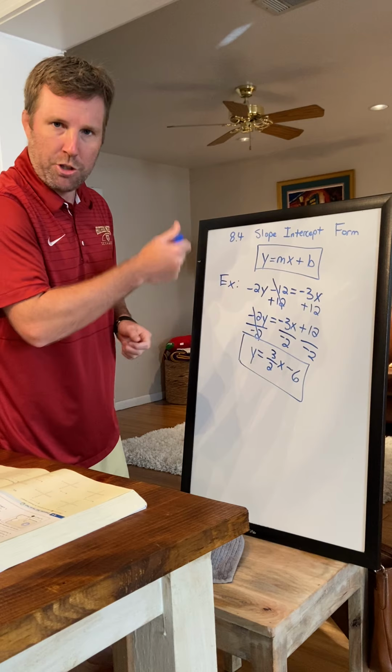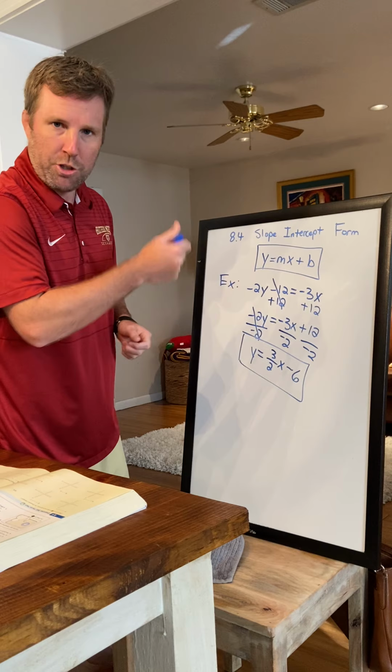This cancels. I get y equals. A negative divided by a negative is a positive. And guys, since 3 doesn't divide by 2, I'm just going to leave it as 3 over 2. Don't write it as a decimal, okay? Just make sure it's a reduced fraction. A negative divided by a negative is a positive, so it's just going to be 3 over 2x. And positive 12 divided by negative 2 is negative 6.